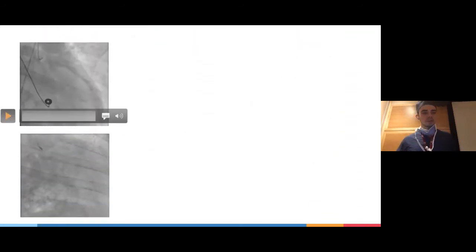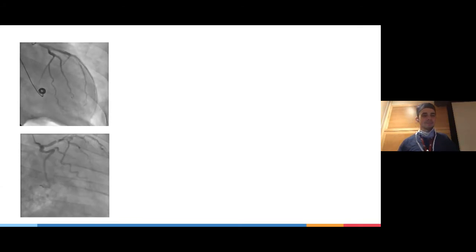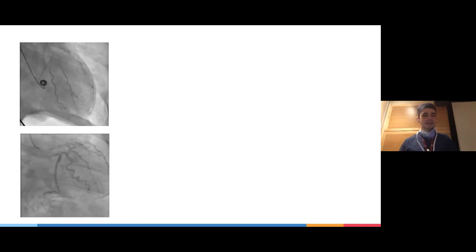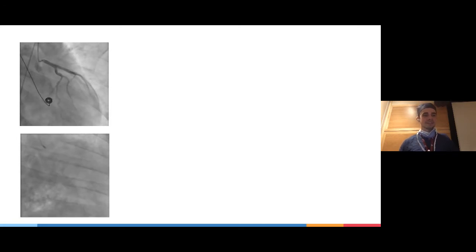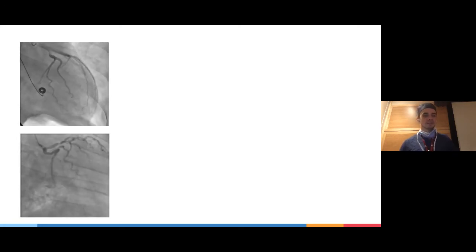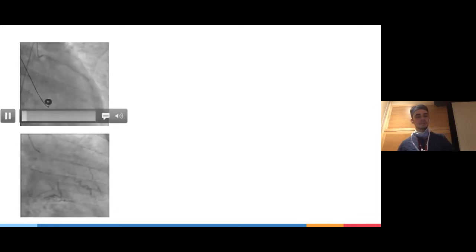So I'm going to show you here two angiographies, and I want you to look at the screen and figure out in your mind which one of those two the patient has an EF under 40, and which one of those two the patient has an EF above 40. Is it the top one or the bottom one?